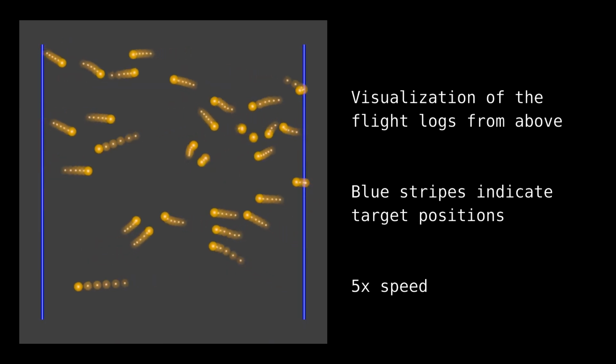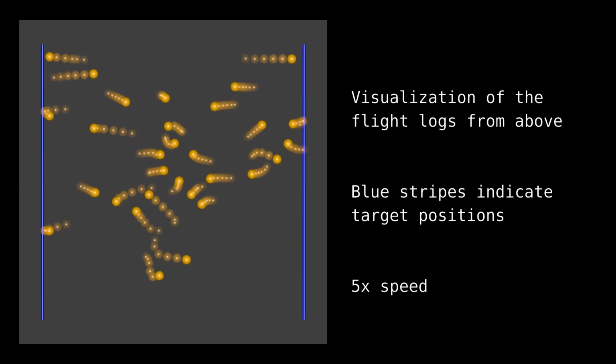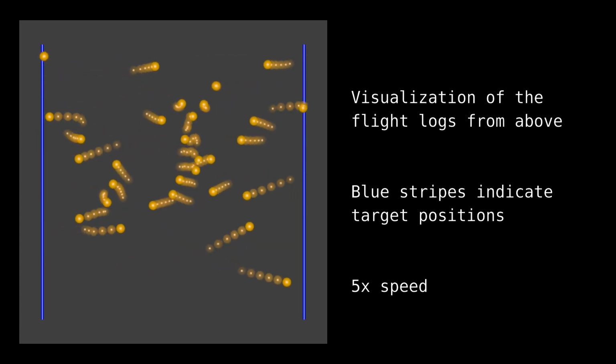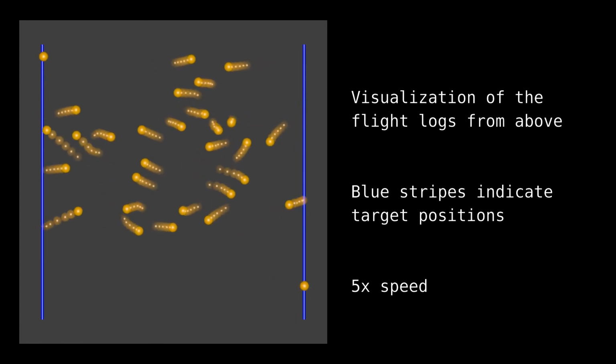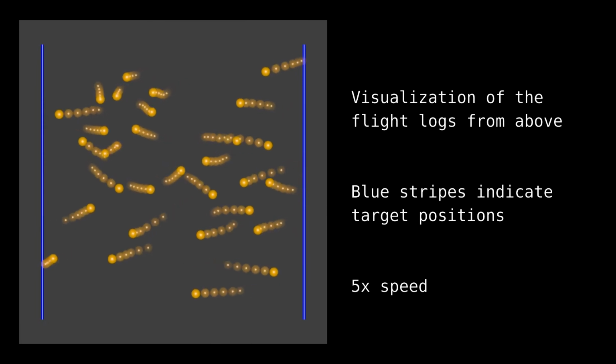This is the visualization of our real flight logs from above. This crosswalk-like target assignment is designed to generate a lot of head-on conflicts. The swarming drones have to deal with these by collective self-organization and local communication.